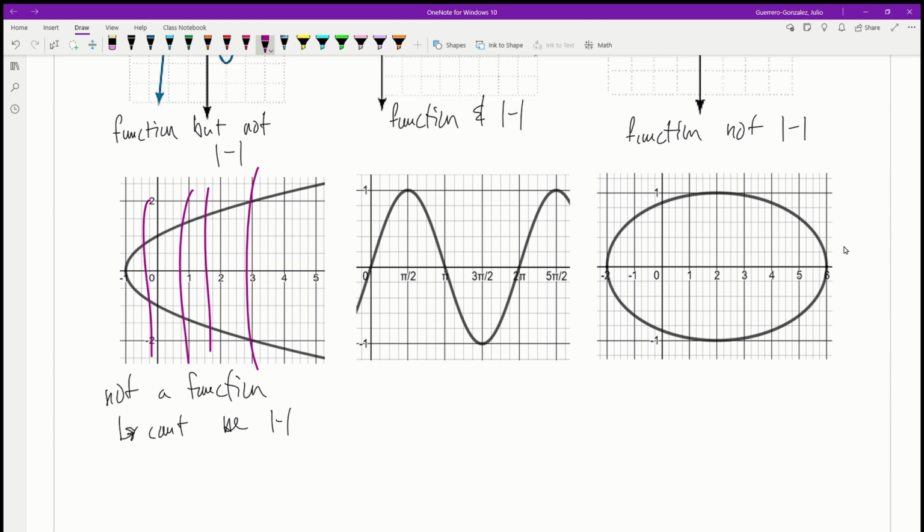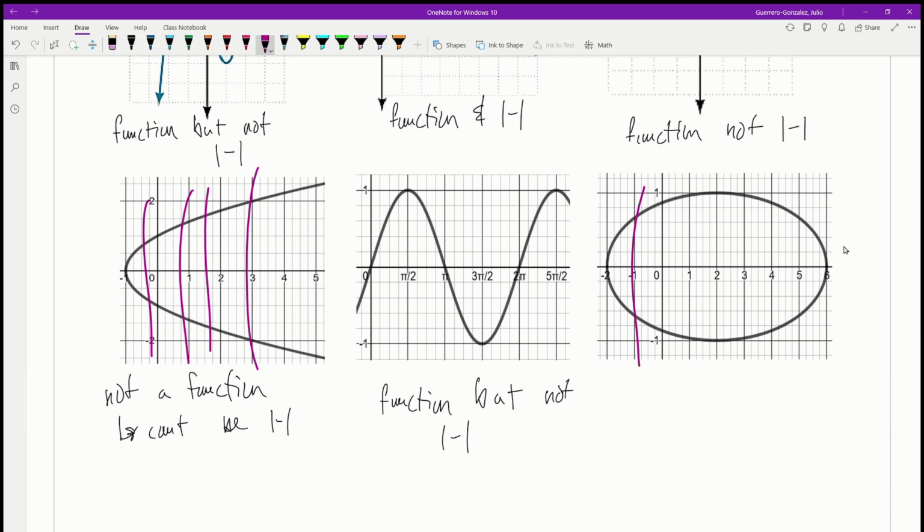Next one, vertical line test. All of these vertical lines only hit it once, so we have a function. But any horizontal line hits it more than once. So it's not one-to-one here. Okay?